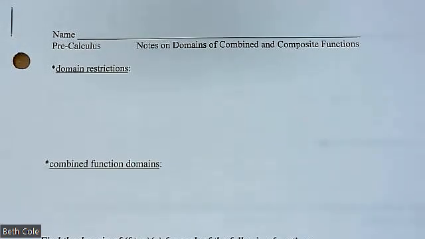So last time we talked about composite functions, f of g, g of f. You're taking one function, plugging it into another. Today we're going to talk about the domains of those, and so we're going to talk about domain restrictions. So there's two main domain restrictions.